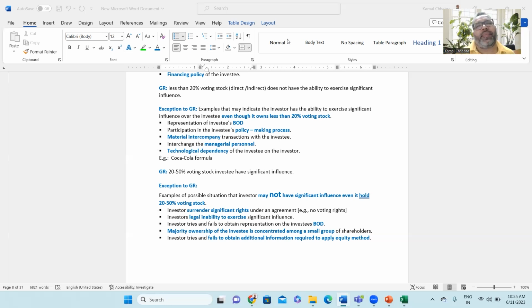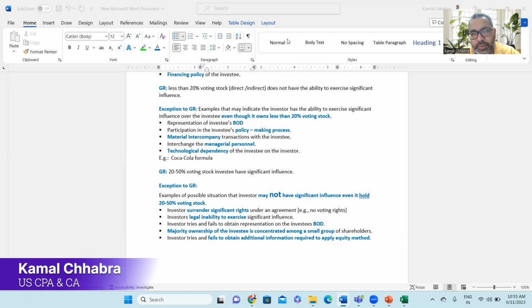The general rule is when you have 20 to 50% equity, you will be considered to have significant influence in that company. Yes, this is what we have studied. But there is an exception to this general rule. Despite having more than 20% and less than 50% equity share, you will not be considered as having any significant influence. So here are example situations where an investor may not have significant influence even if it holds 20 to 50% voting stock.